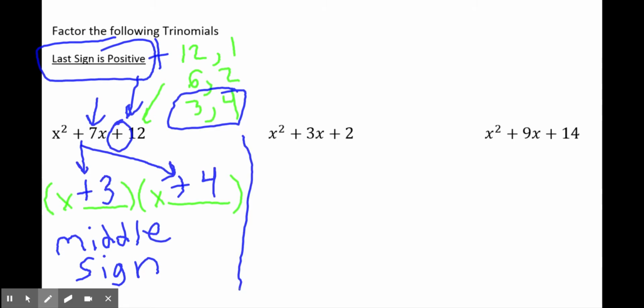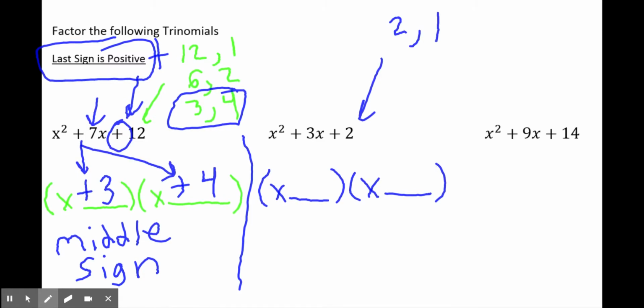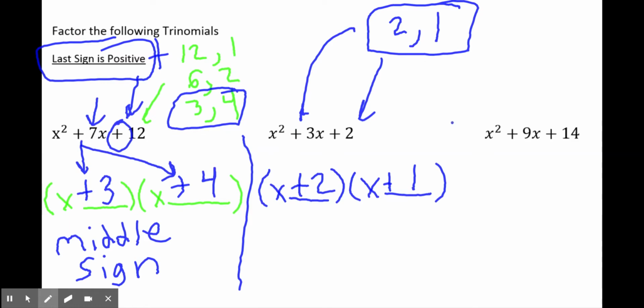Let's try two examples here. So x blank, x blank. Two numbers that multiply to give me 2 would be 2 times 1. And those add up to give me 3.